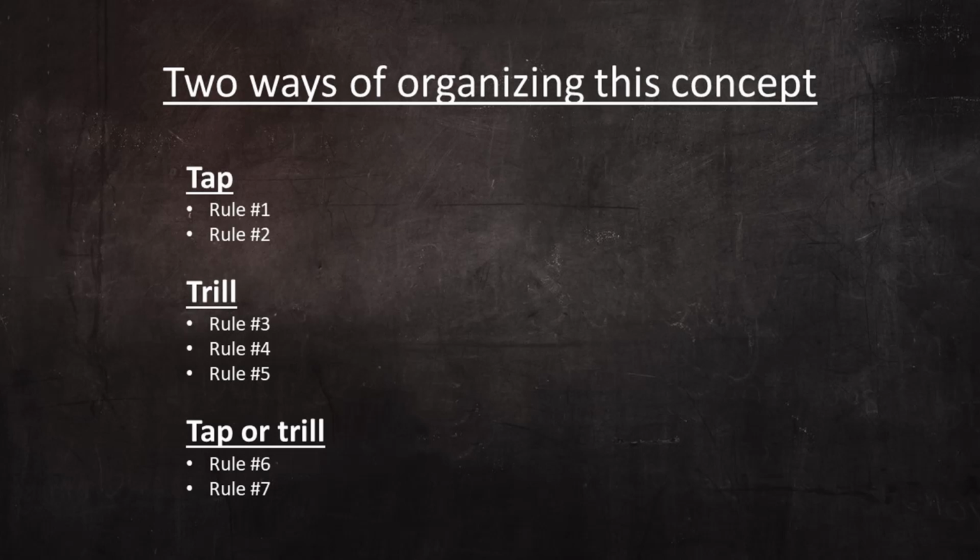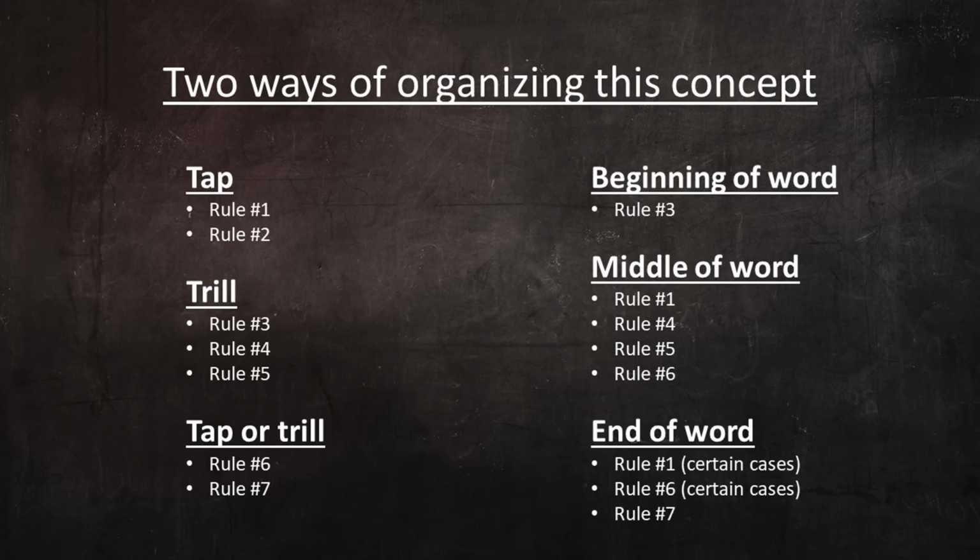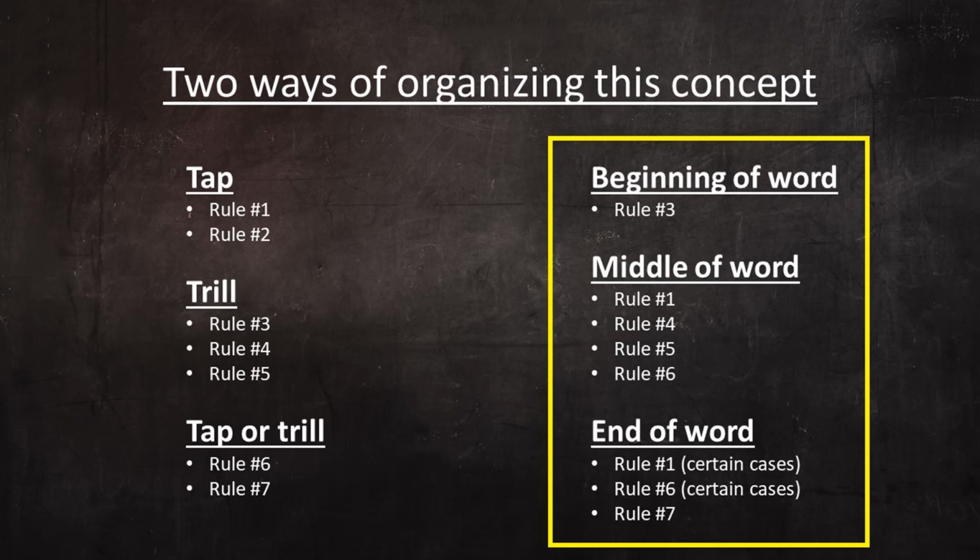Another way to look at it is to ask yourself what type of R may exist at the beginning of a word, what types of R may exist in the middle of a word in various phonetic contexts, and what types of R may exist at the end of a word in various phonetic contexts. Here's how the rules I've presented in this lesson apply to the second way of organizing this topic. I recommend that you go through this video again and study this topic from this second perspective.